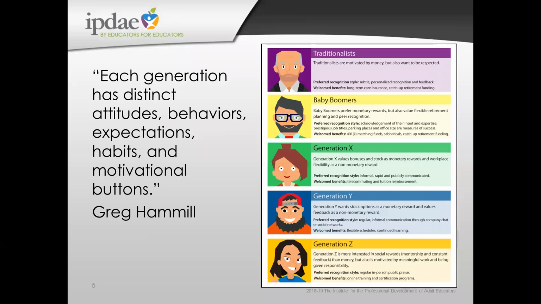But before we really go to that next step of understanding what we need to do, first of all, we have to look at the different generations that we're expected to teach, because of course in adult ed we are very special. We have all of them in one classroom. So as we look at this nice little chart here about the traditionalists and the baby boomers and the Generation X and Generation Y and Generation Z, we do know that each generation has distinctive attitudes, behaviors, expectations, habits, and of course motivational buttons.